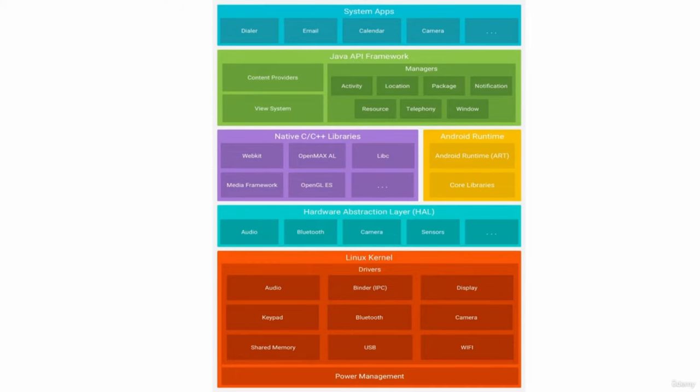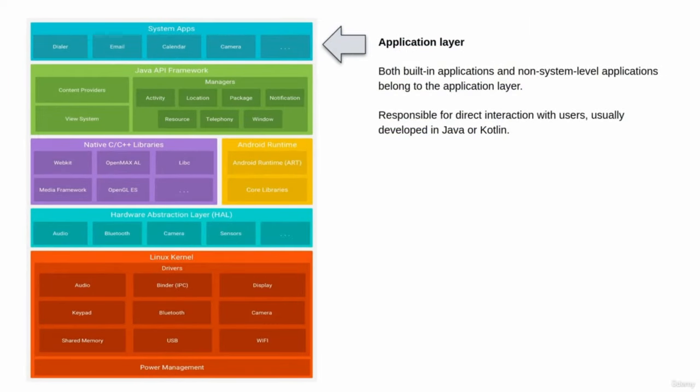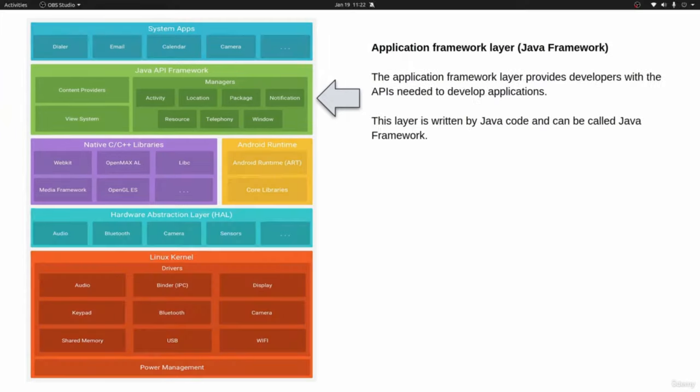So these are the 5 layers of Android architecture. Let's dig deeper into each of these components. In the application layer, both built-in applications and non-system level applications exist. They are basically responsible for direct interaction with users, and they are usually developed in Java or Kotlin. These apps are mostly developed by application developers. And also there are the built-in stock apps, which come as part of AOSP. We'll look at these system apps or stock apps in a later session.